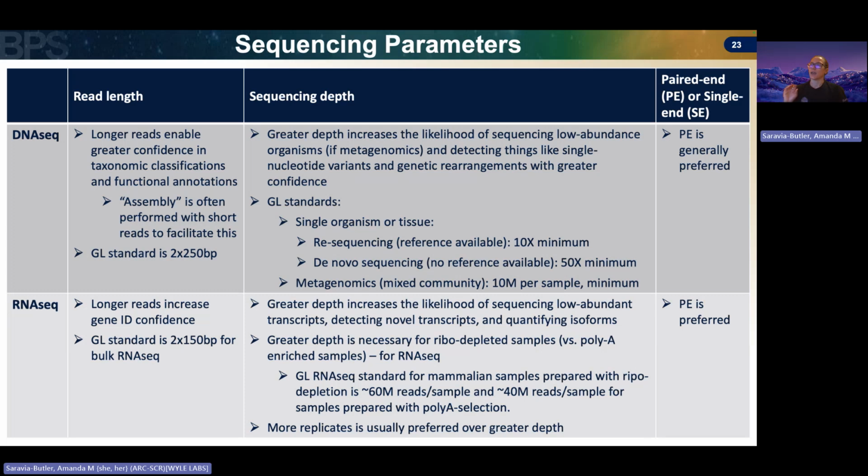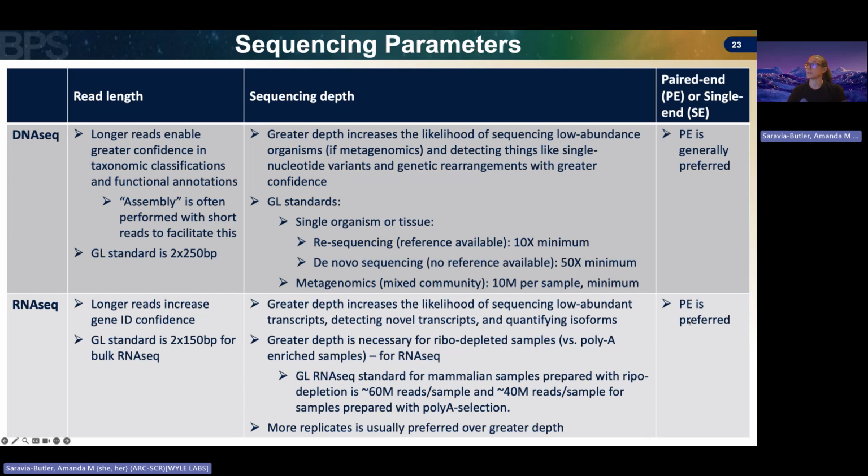And then always more biological replicates are going to be preferred over greater depth of fewer replicates. So just like in any experiment in biology, you really want to maximize the number of samples that you're looking at to increase your confidence in your results.